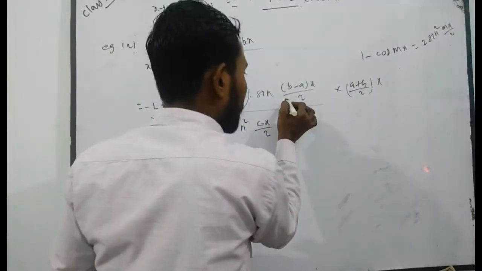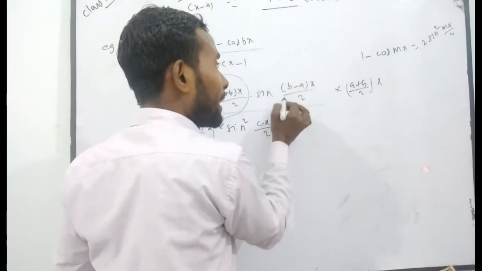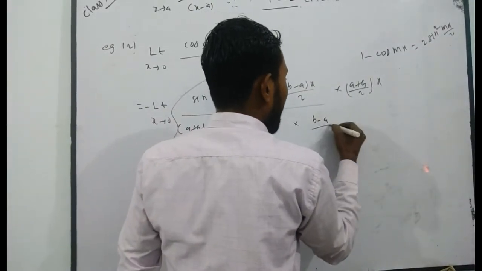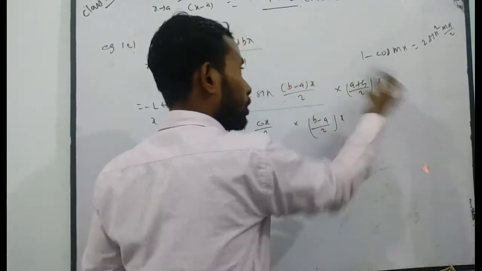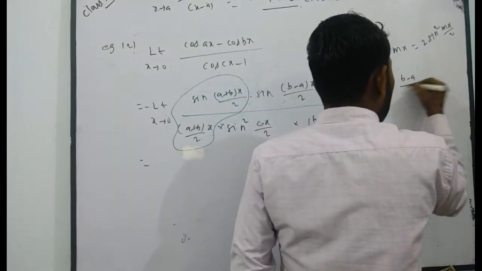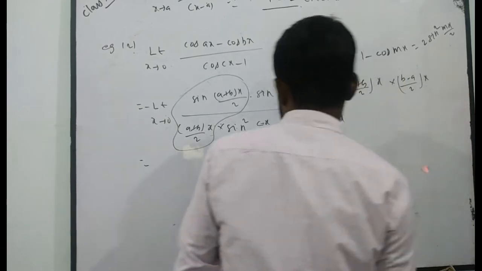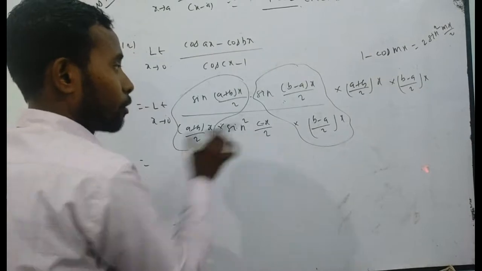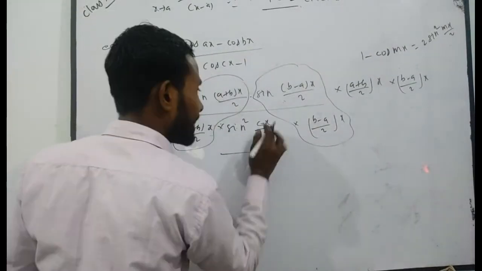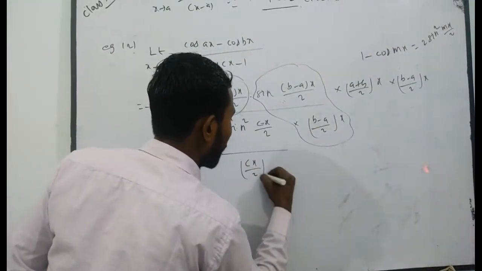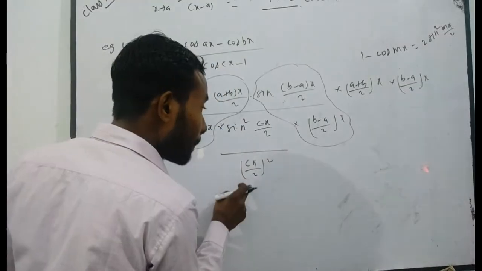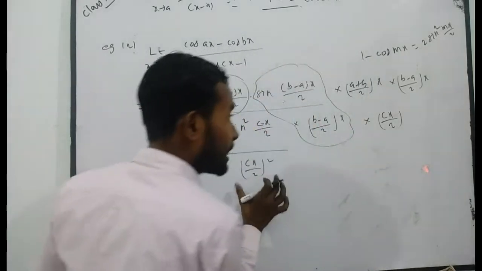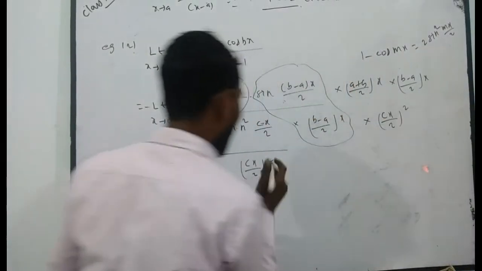Now see, here is b minus a by 2 into x. So you have to write in the denominator b minus a by 2 into x, then again write in the numerator b minus a by 2 into x. Have you understood? In that case it will be 1. Now you have to multiply this factor by cx by 2 whole square, because there is given 2 whole square. If you multiply cx by 2 whole square in the denominator, then you again multiply in its numerator cx by 2 whole square. Now it becomes 1.